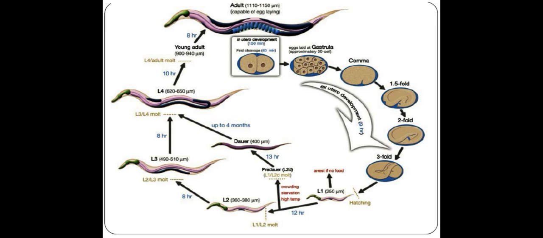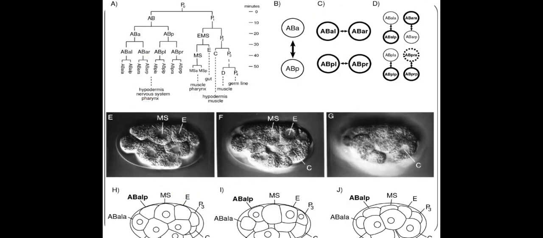predator, L3, L4, molt, young adult. L1, L2, L3, L4. L4 is the adult, young adult.